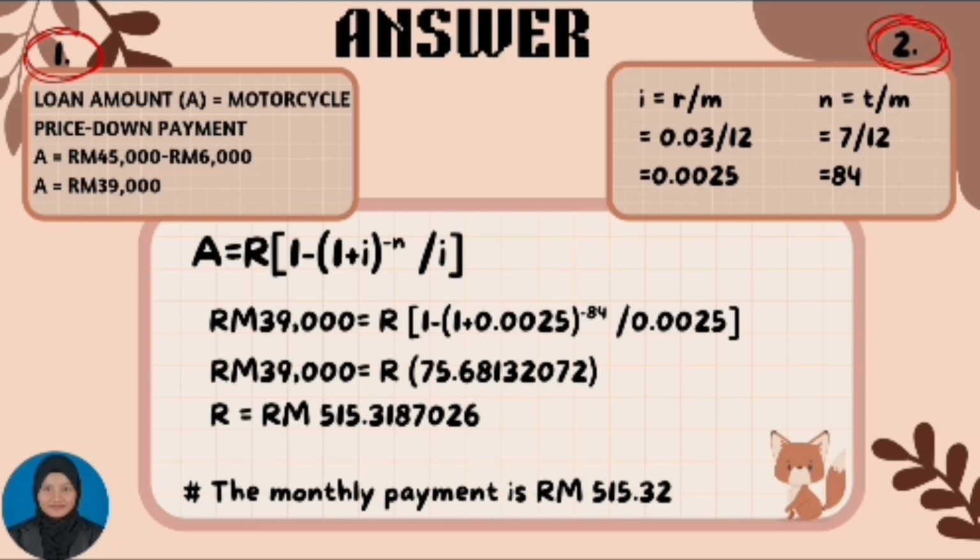To find the monthly installment, we use the standard annuity formula for loan repayments, which is A equals R[(1 minus (1 plus i) to the power of negative n) divided by i]. By substituting the loan amount of 39,000 ringgit, the monthly interest rate of 0.25% and the total of 84 monthly payments, the monthly installment comes out to approximately 515 ringgit and 32 cents.